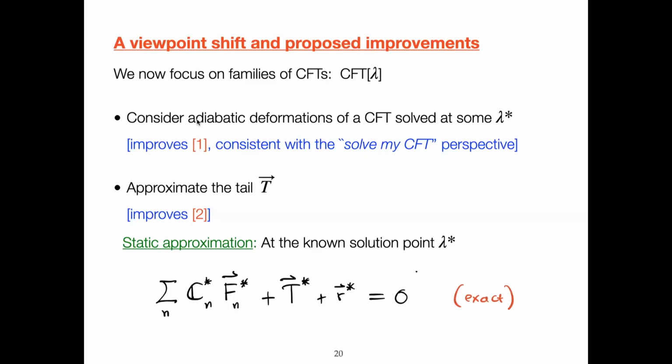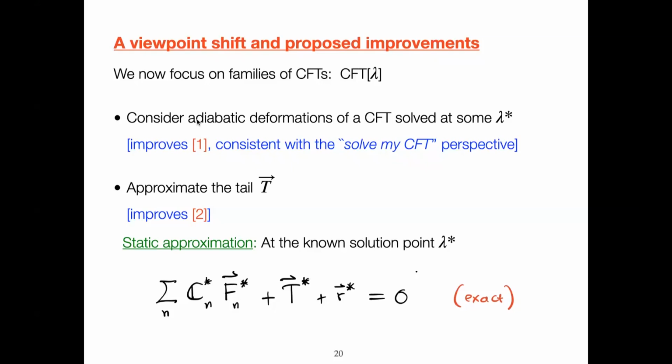Okay, so what's the setup? Instead of focusing on a particular CFT, I want to focus now on families of conformal field theories. So I will assume that there's some parameter, I will call it collectively lambda here. It could be one parameter or many parameters. It can be discrete or continuous. It could be a coupling, for example, so you can continuously change it. Think about some Lagrangian, you have some coupling, you continuously change it.